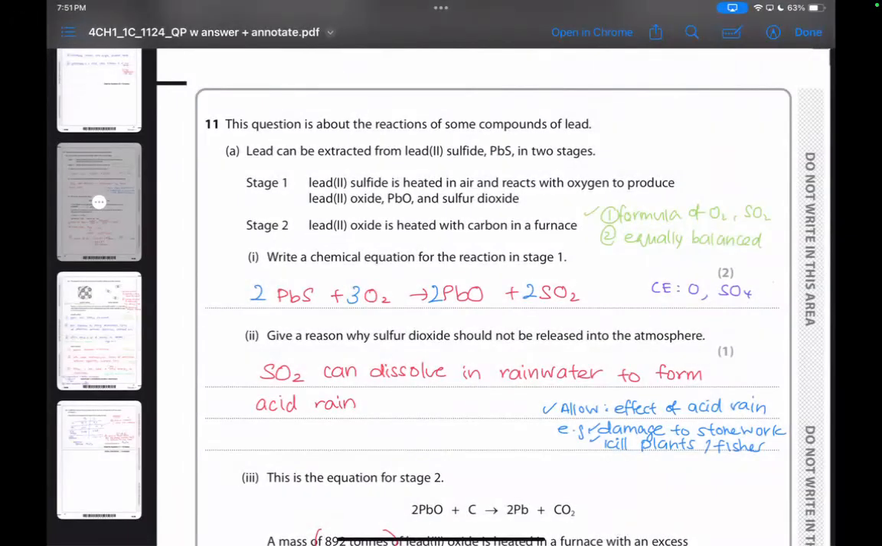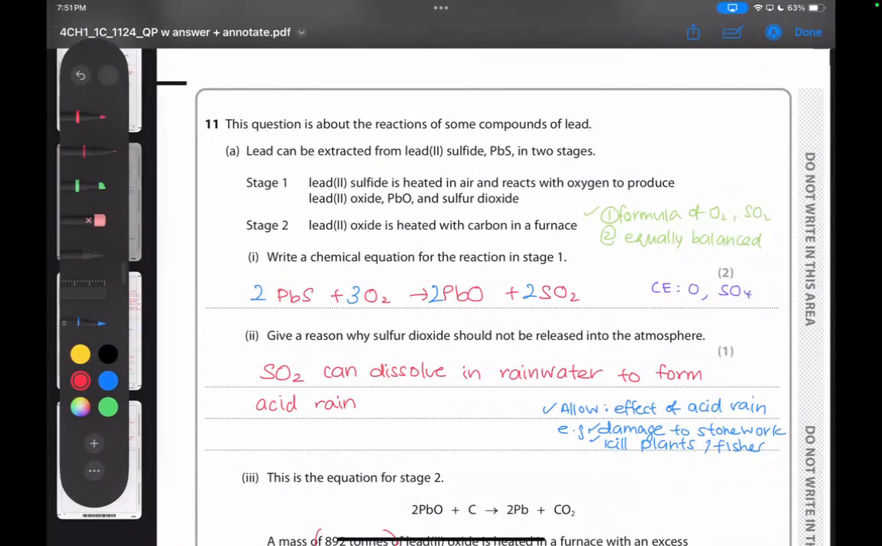With this first question here, they give you context of lead, how lead can be extracted, and they give you information in stage 1 and stage 2. They want you to write a chemical equation based on stage 1. So we're trying to identify what the reactants are first. Lead(II) sulfide is heated in air, so it reacts with oxygen. So that is our reactant, which I'm going to highlight over here.